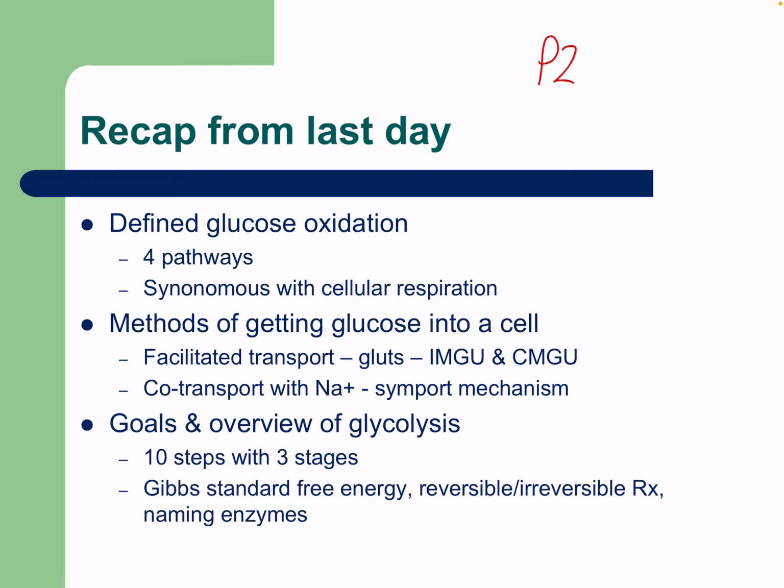We defined glucose oxidation or cellular respiration as 4 pathways. So we had our glycolysis, pyruvate oxidation, citric acid cycle, and electron transport chain. Again, this is synonymous with cellular respiration. We talked about glycolysis and how glucose oxidation is essentially a method of getting glucose into a cell.